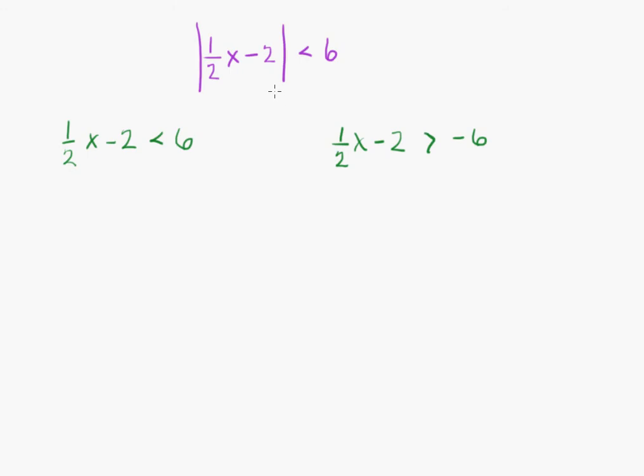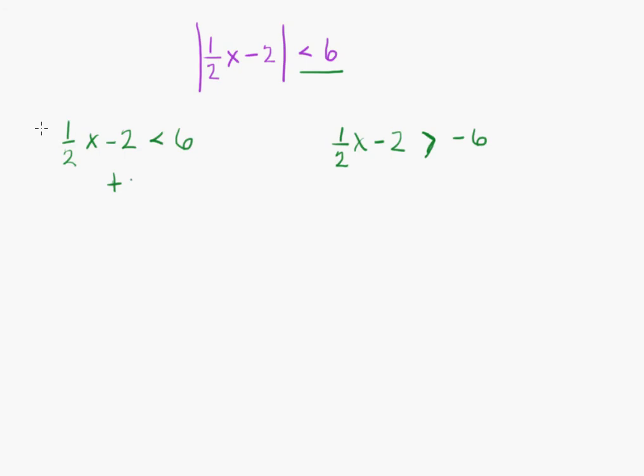Notice that in the second case, I have flipped the inequality symbol and I have changed the answer to a negative. So the second case is always going to be the opposite of what we see here. It's going to flip the symbol and change the sign of this number. Okay, so what we do with these is that we solve each piece.